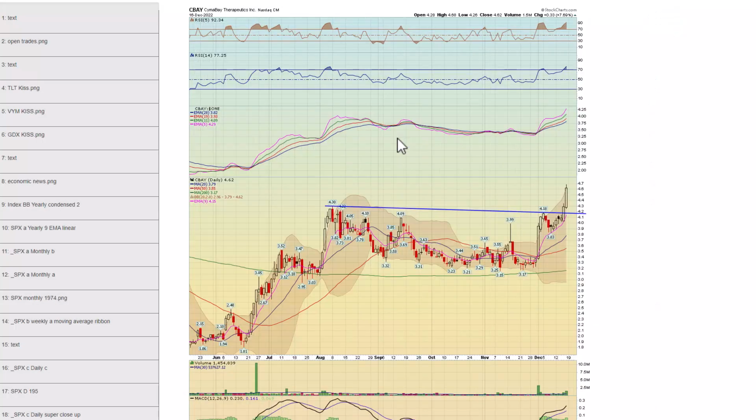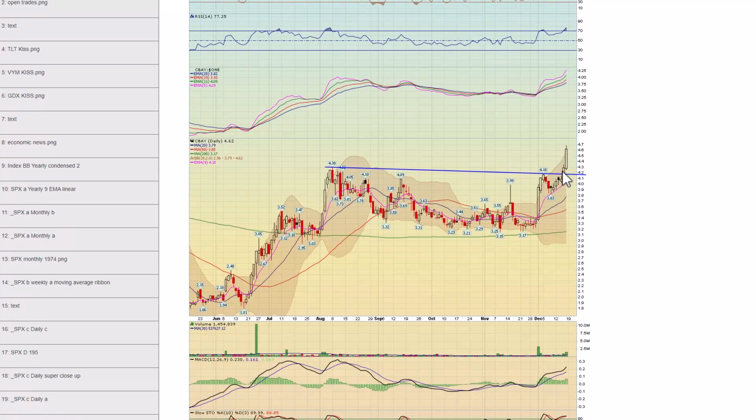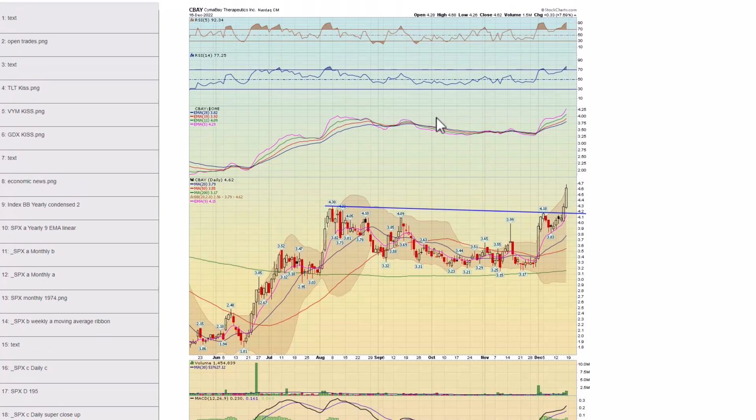Next, chart 83, CBAY was a long idea of mine last week. It broke out on Friday. Beautiful textbook cup and handle. It broke out on Thursday and then followed through on Friday. So despite the market selling off, this puppy did well.